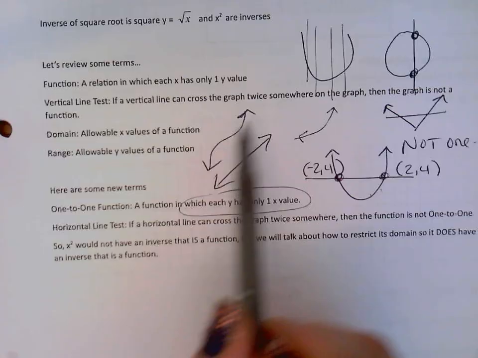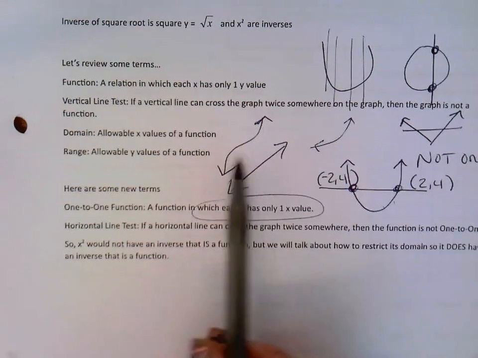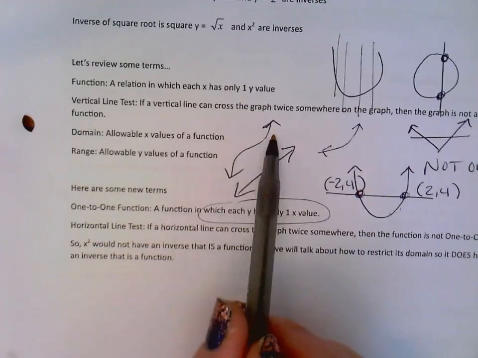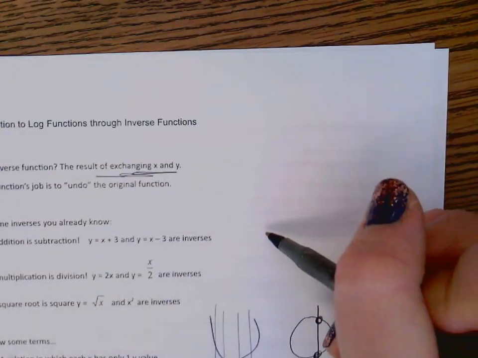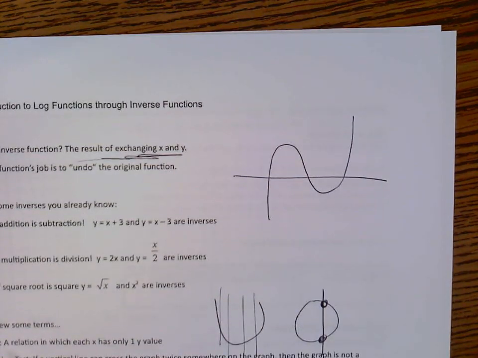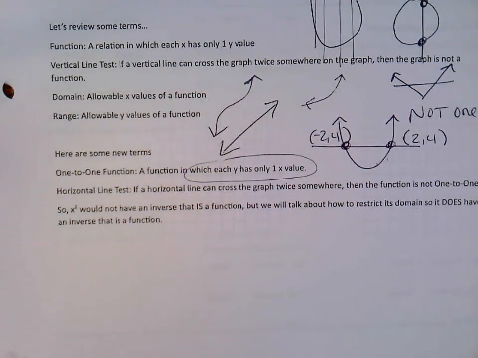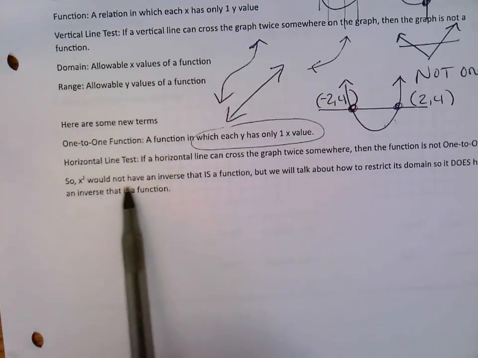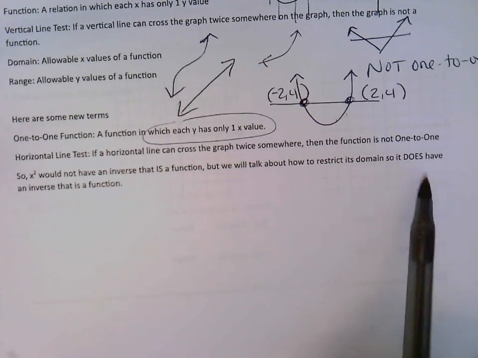One-to-one means that I can't fail the horizontal line test anywhere. So if I draw a horizontal line, I'm never going to hit twice. Right, so if it wasn't the parent graph, if it was a graph like this, then yep, it totally fails the horizontal line test. But the parent function is this curve, and it does not fail. So x squared would not have an inverse, that's a function, but we'll talk about how to restrict the domain so it does.